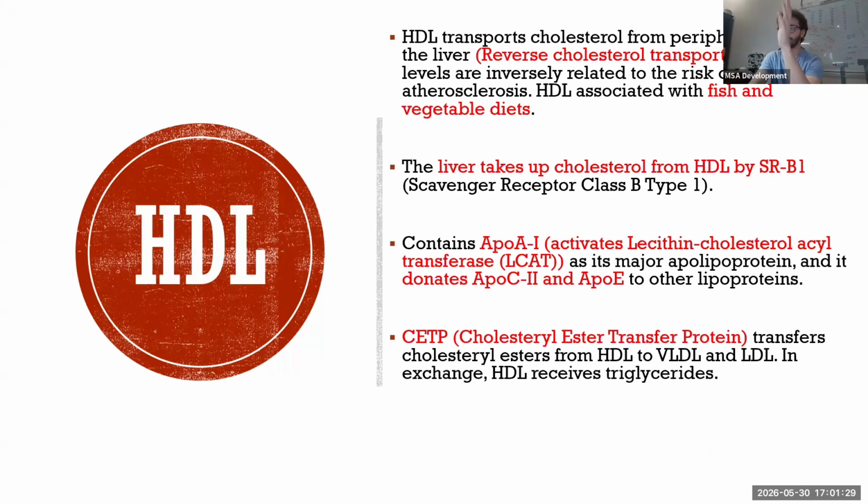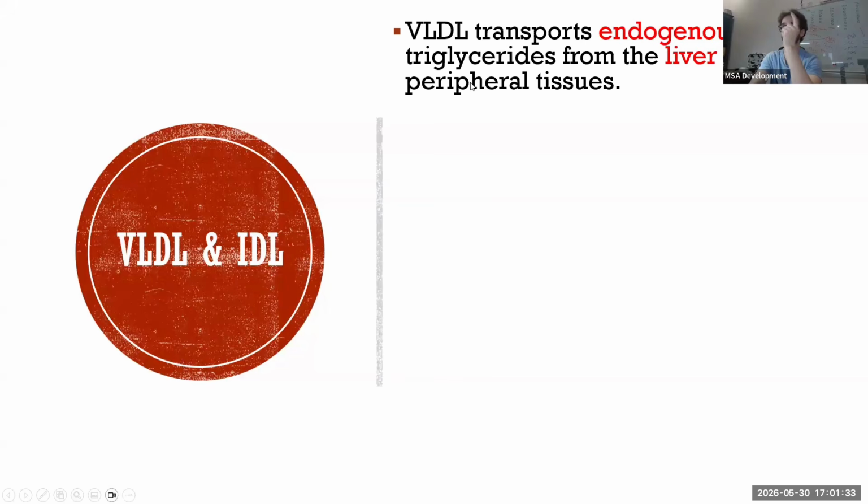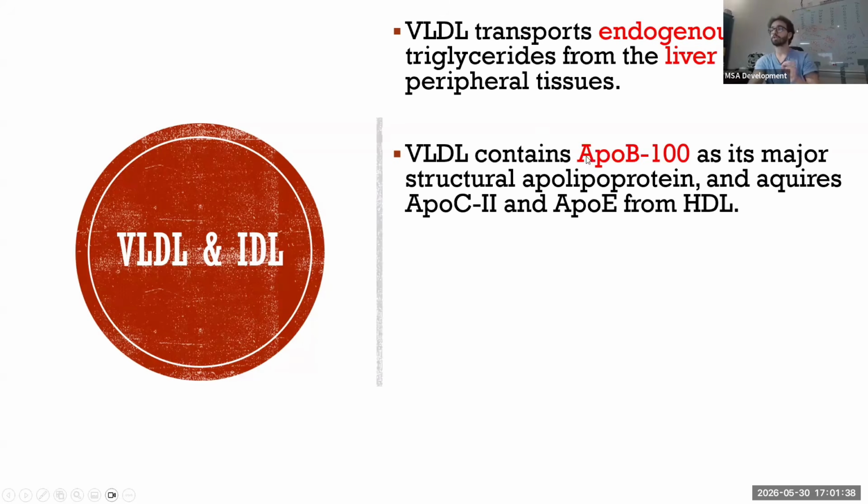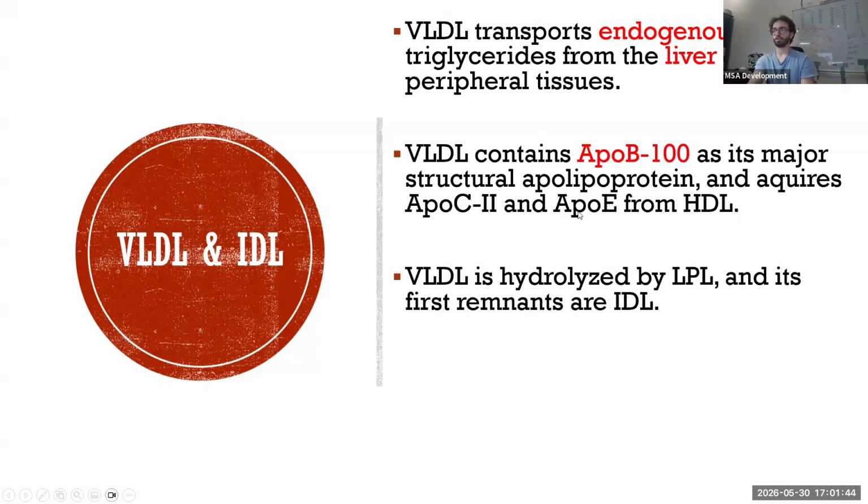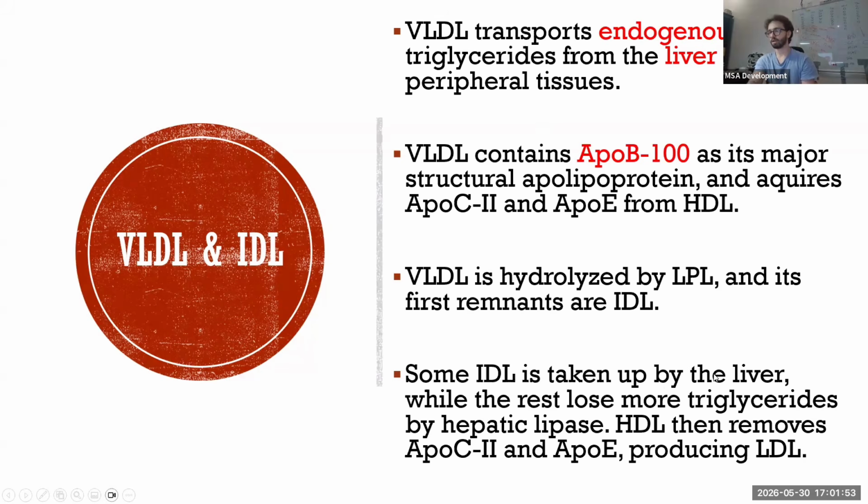طيب, I'm gonna skip HDL, VLDL, since it is the counterpart of chylomicron. VLDL transports endogenous triglycerides from the liver to the peripheral tissue, and it contains what? ApoB100, not 48. بس كمان it acquires ApoC2 and ApoE from HDL. طيب, VLDL is hydrolyzed by lipoprotein lipase, which will become IDL. It's the first remnant. IDL, some of it is taken by the liver, while the rest turns into LDL. How? By the enzyme hepatic lipase. We already talked about this.